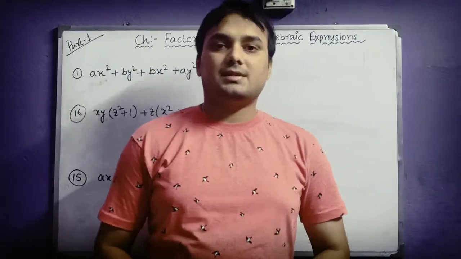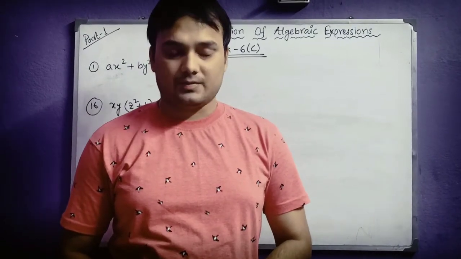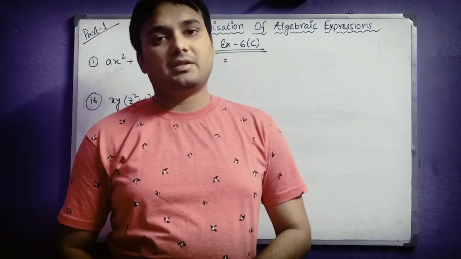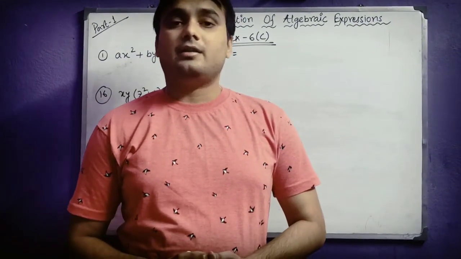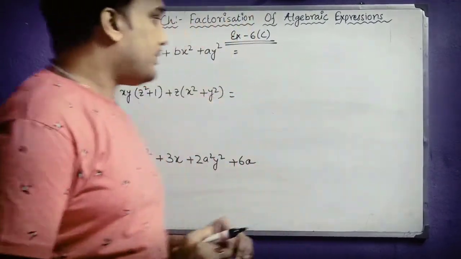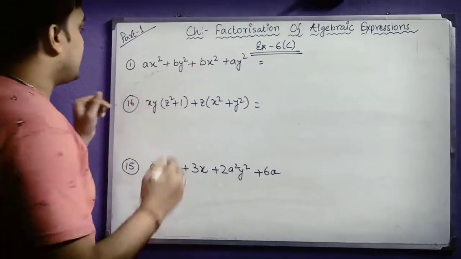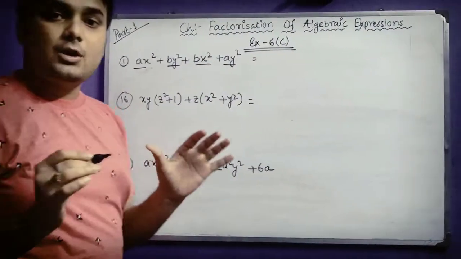Okay students, this is the last exercise and the last method we are going to discuss today in this video. And this method is for your third exercise. Here the main concept is grouping the suitable terms together. For example, you can see here, there are 4 terms. This is the first term, second term, third term, fourth term. First you have to make a group.